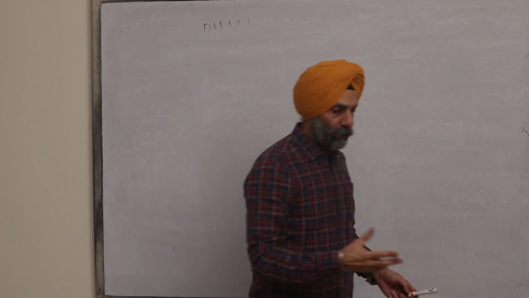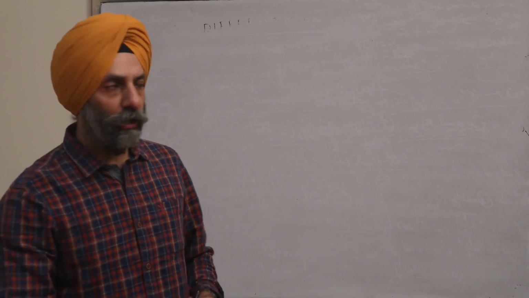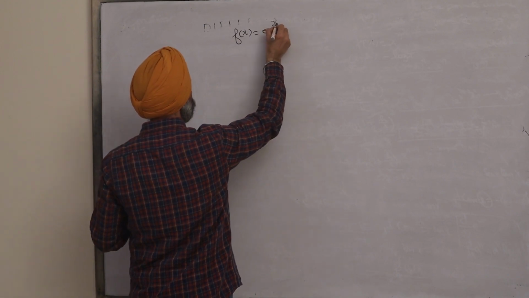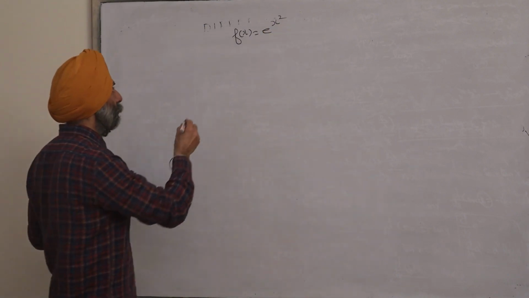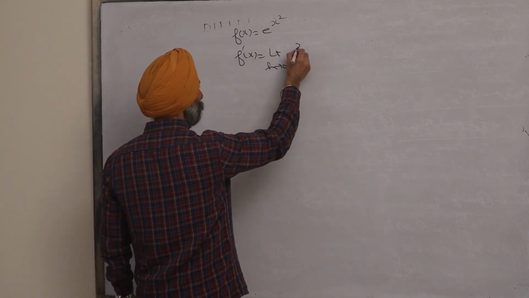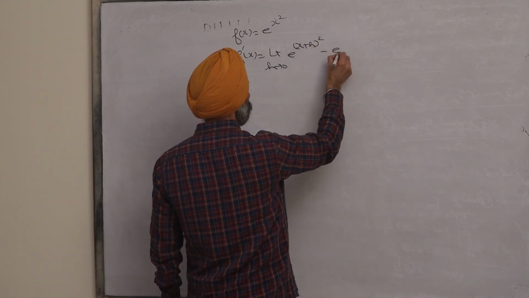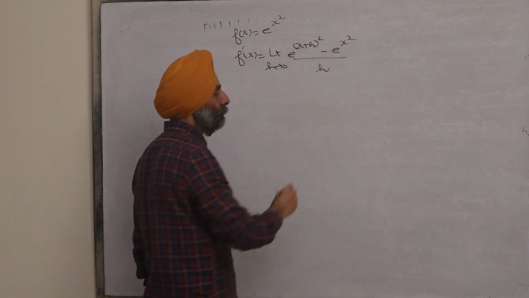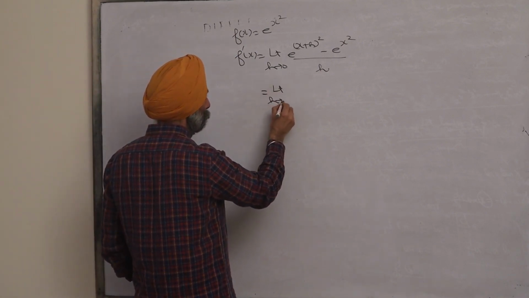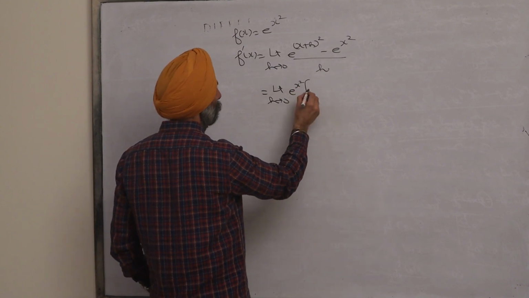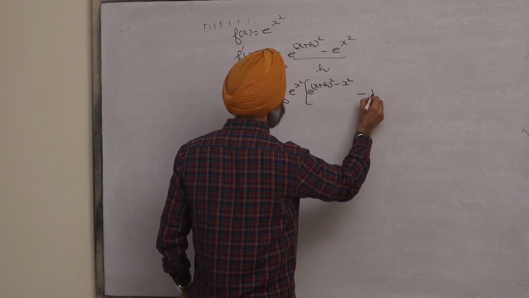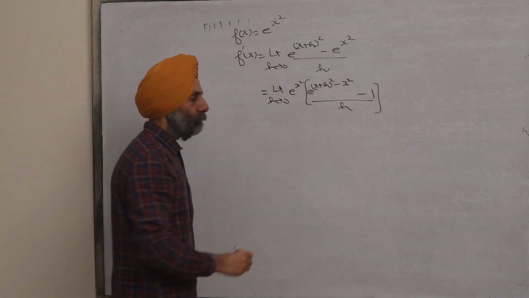Now next, these were the standard formulas. Let's say we want to differentiate any function, particularly e^(x square), using the first principle. So f'(x) is equal to limit h approaches 0, e^((x plus h) whole square) minus e^(x square), upon h. So this is equal to limit h approaches 0, e^(x square) is common, e^((x plus h) whole square minus x square) minus 1, upon h.